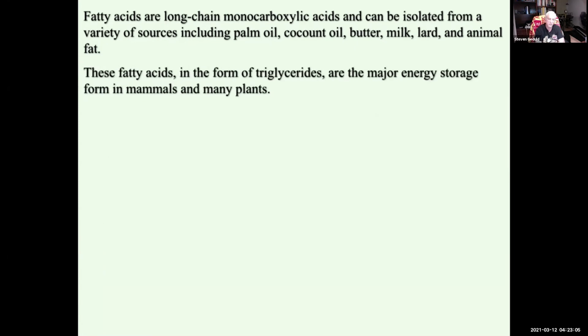Okay, fatty acids form triglycerides. That's what builds up in the bloodstream. They're the major energy storage form in mammals and in many plants. That's how we store energy, is these triglycerides.